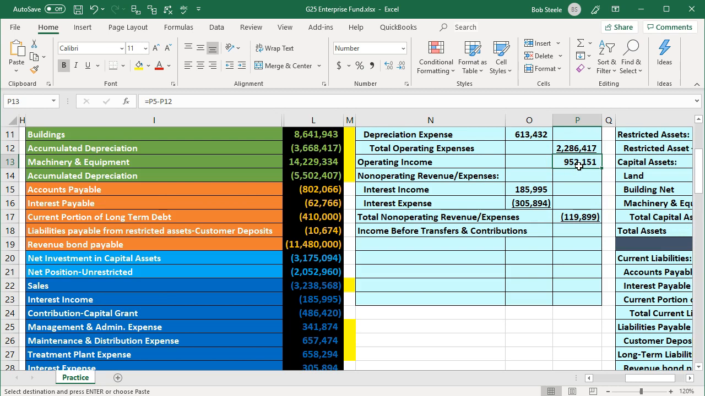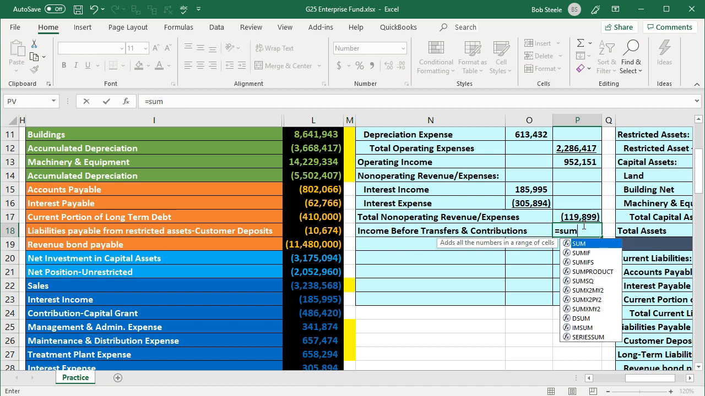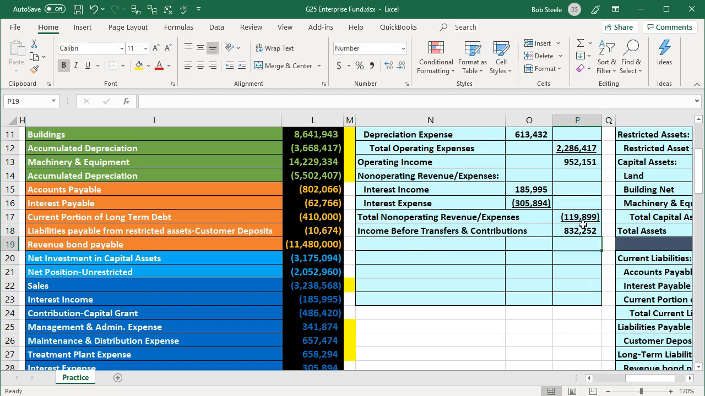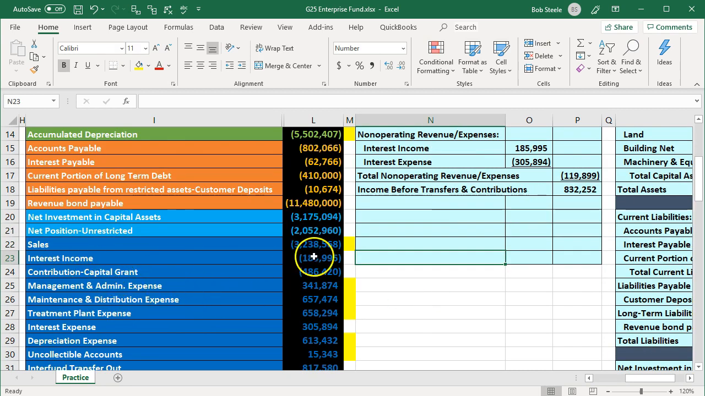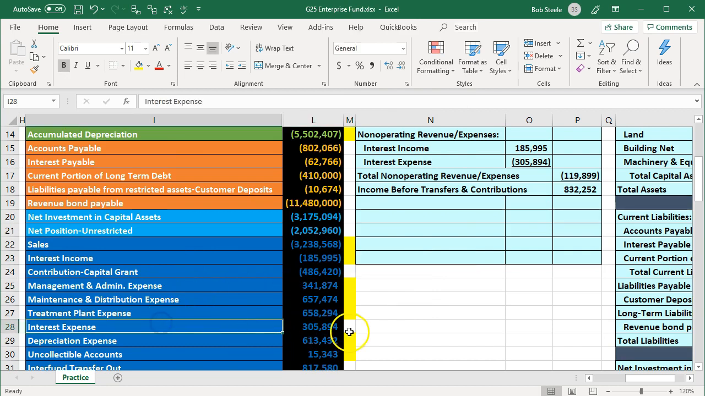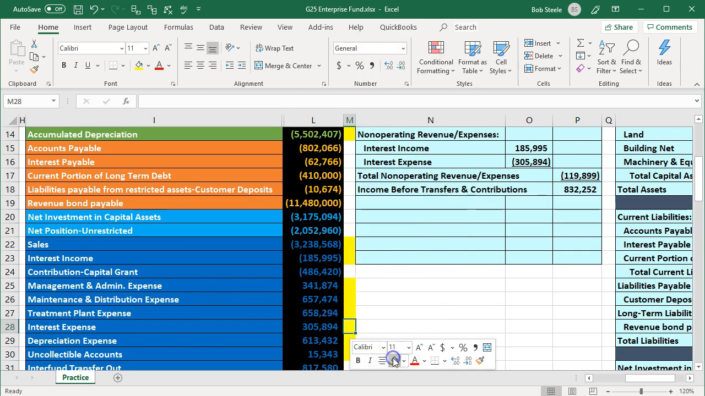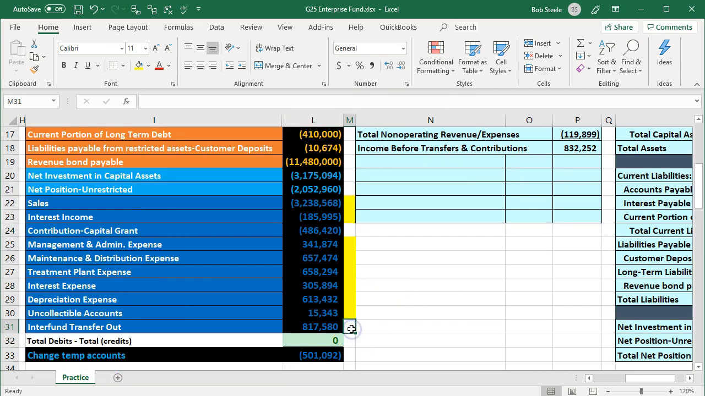This is where we left off. Here's the new thing that happened. If we say this equals the sum of those, we get the 832,252. We've now found a home for the interest income and the interest expense. We still don't have the contributions and the interfund transfer out. Those are our next items.